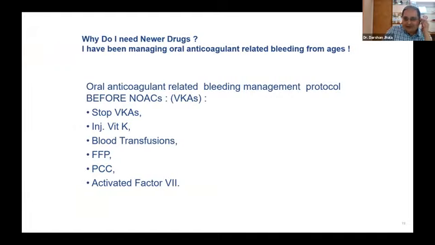Now, the clinician asks himself, why do I need newer drugs? I have been managing oral anticoagulation bleeding from ages. What I used to do is, I can stop the VKA, I can give injection vitamin K, blood transfusions, FFP, PCC, and activated factor 7.